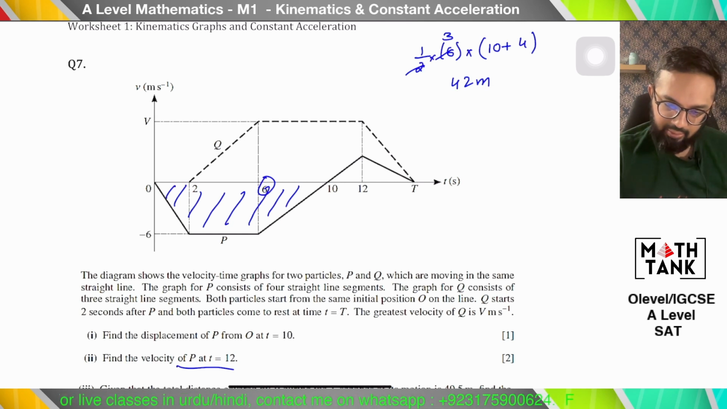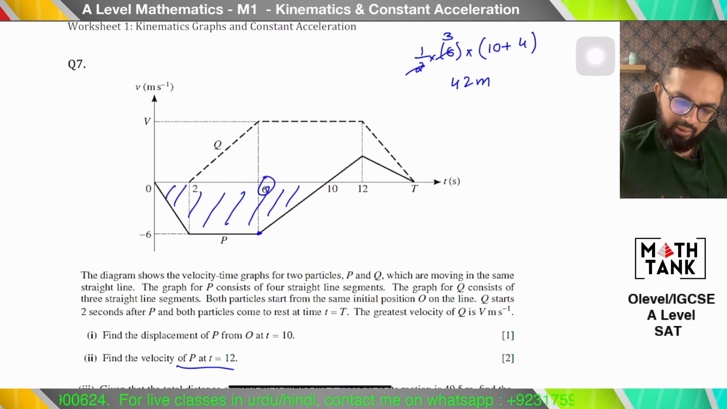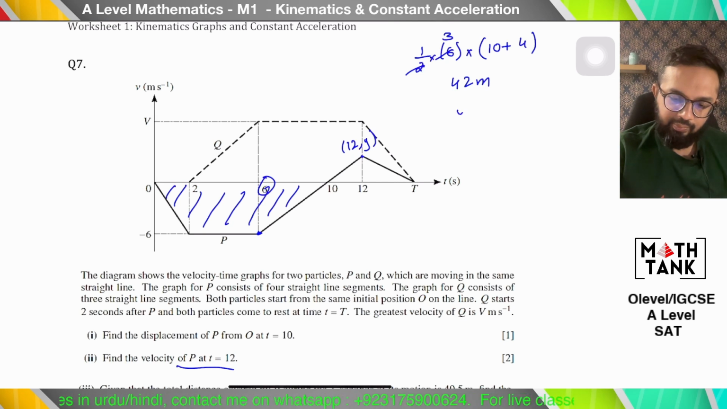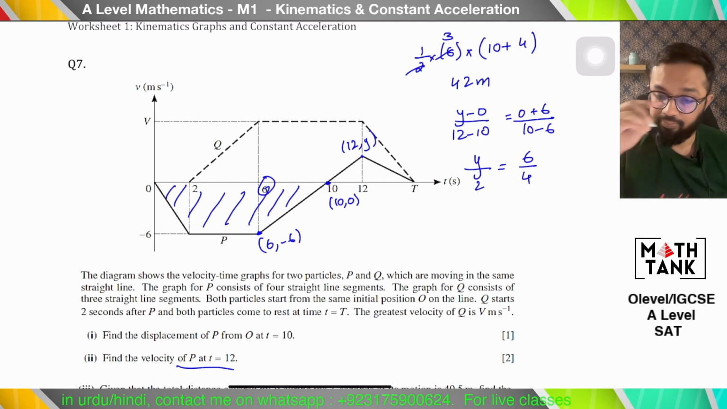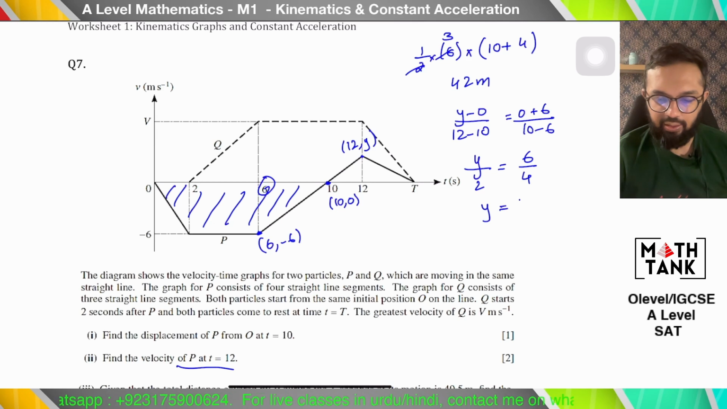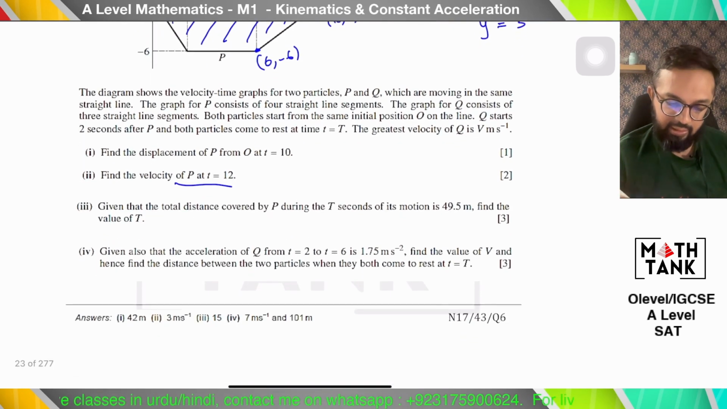Okay, then what is happening at 12? I can say that this is on the same straight line, which means it should have the same gradient. So this is going to be 12 comma, let's say, y. So y minus 0 over 12 minus 10 should have the same gradient as the line through 10 comma 0 and 6 comma minus 6. So it should have 0 plus 6 over 10 minus 6, y over 2 equals 6 over 4, y equals 3. Is that the speed? Yes, that is the correct speed.